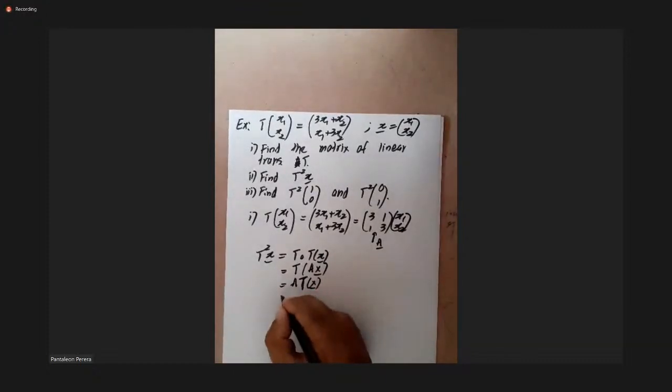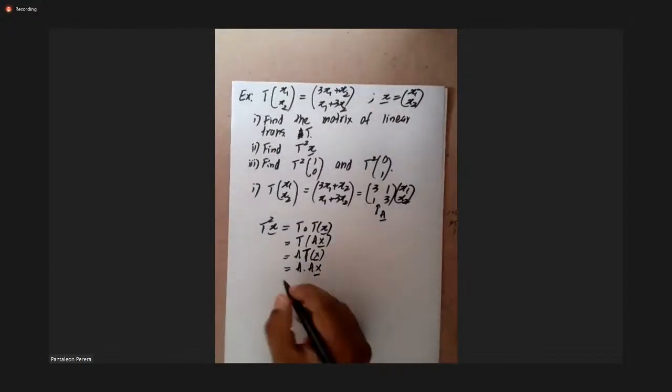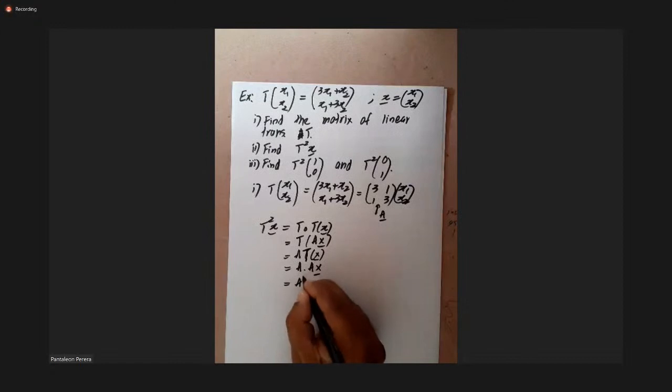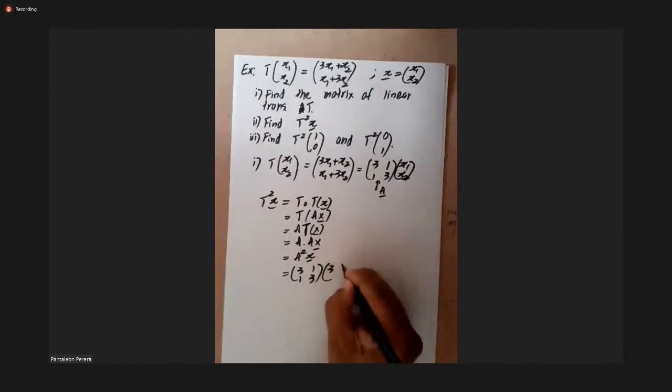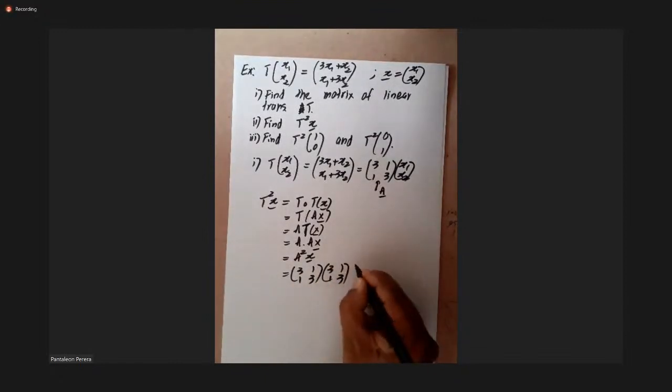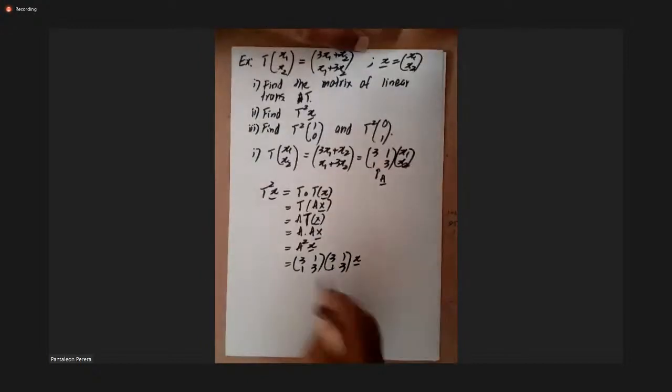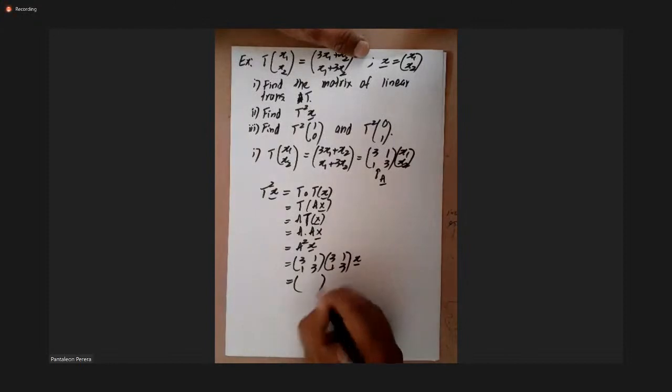What is this? This is also Ax. Your Tx is Ax. Now what happens is this is A squared x. You find A squared now: 3, 1, 1, 3 times 3, 1, 1, 3, and x. Later we'll take care of x. Now let's multiply these two.